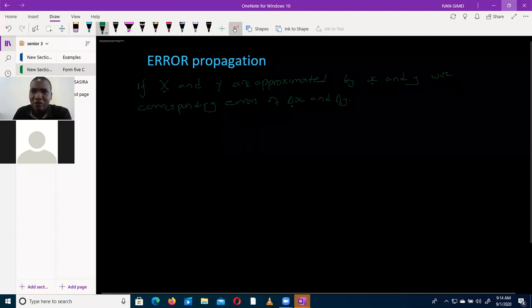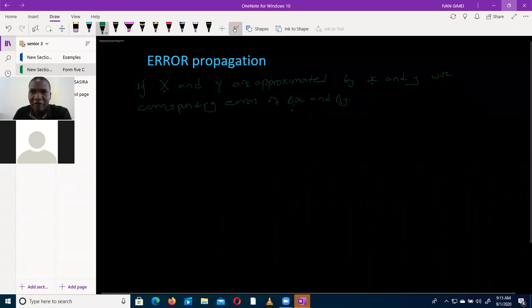Then the same applies to y. You have the exact value of y as capital Y. Then you decide to write it as small y. Let's say you have 3.1 and you decide to write it as 3. In that case, the exact value will be 3.1. The approximate value will be the 3. And by you writing it like that, you've created an error, dy.